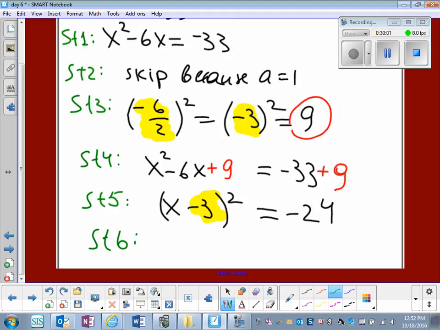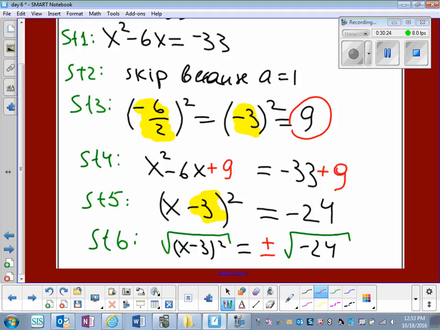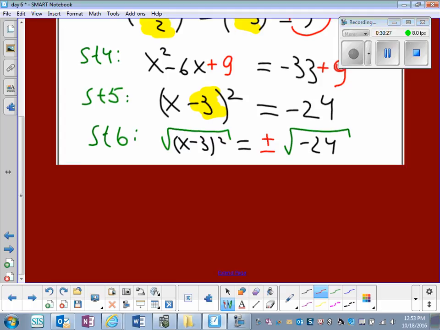And now step number 6. What is our step number 6? Square root both sides, right? So I add the square root on both sides. Square root and then square root. I'll just write it so that it's very clear. Negative 24, and then I don't forget plus minus. Never forget plus minus. And then step number 7 is to solve for x. So the square root of this perfect square is just what? X. Oh, yeah.